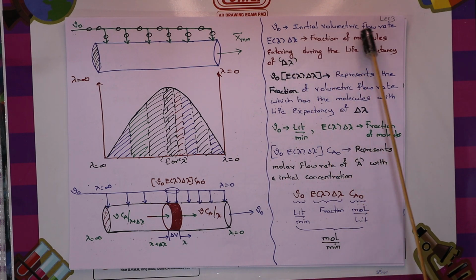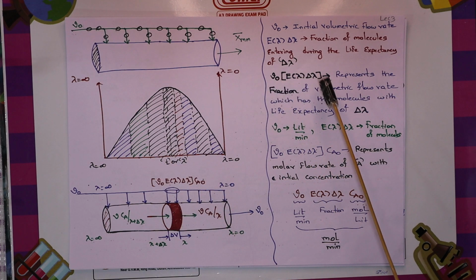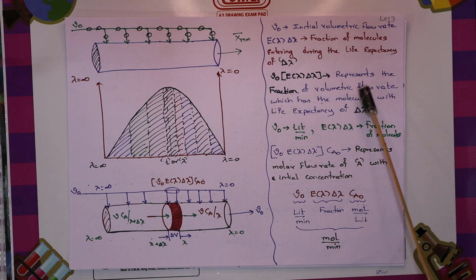What is nu zero? The initial volumetric flow rate. What is E of lambda into delta lambda? That is the area under the particular E curve. That means the fraction of molecules entering at this particular stage. Delta lambda is the life expectancy interval between lambda and lambda plus delta lambda. So nu zero times E lambda into delta lambda represents the fraction of the volumetric flow rate. This E lambda into delta lambda is the fraction of molecules. The fraction multiplied by nu zero is nothing but the fraction of molecules entering from the top, which is the total volumetric flow rate multiplied by the fraction. This is the set of molecules entering from the top.